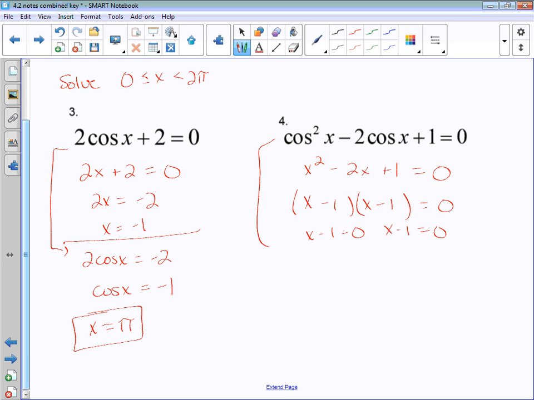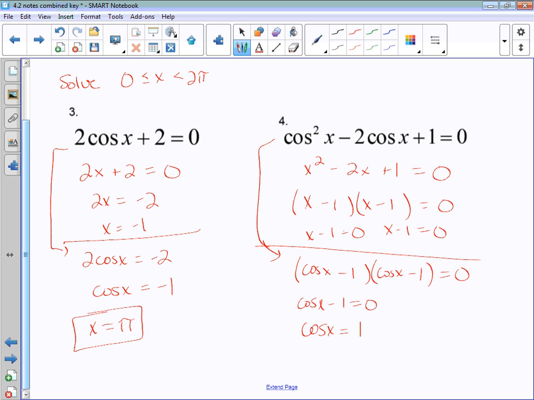So let's do that, but with our cosine squared now. What is that going to factor into? Cosine x -1. Okay. And then I set those equal to 0. I'm just going to do it once because it doesn't really matter. And so what I'm really looking for is when does cosine equal 1?